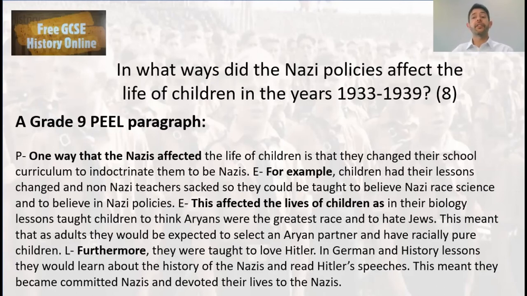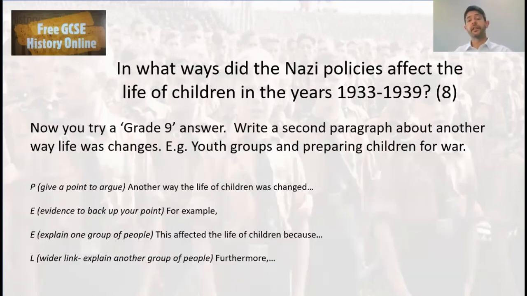So maybe now have a go yourself at a paragraph. This time you could talk about youth groups as your second idea, preparing children for war perhaps. Also, they've got that love of Hitler. Maybe you've got that idea of controlling children and their families in a different way as well. So try and have a go at explaining this one. And again, if there are a few comments out there, people who want some feedback on answers, then I can look to give you some feedback and some extra ideas.